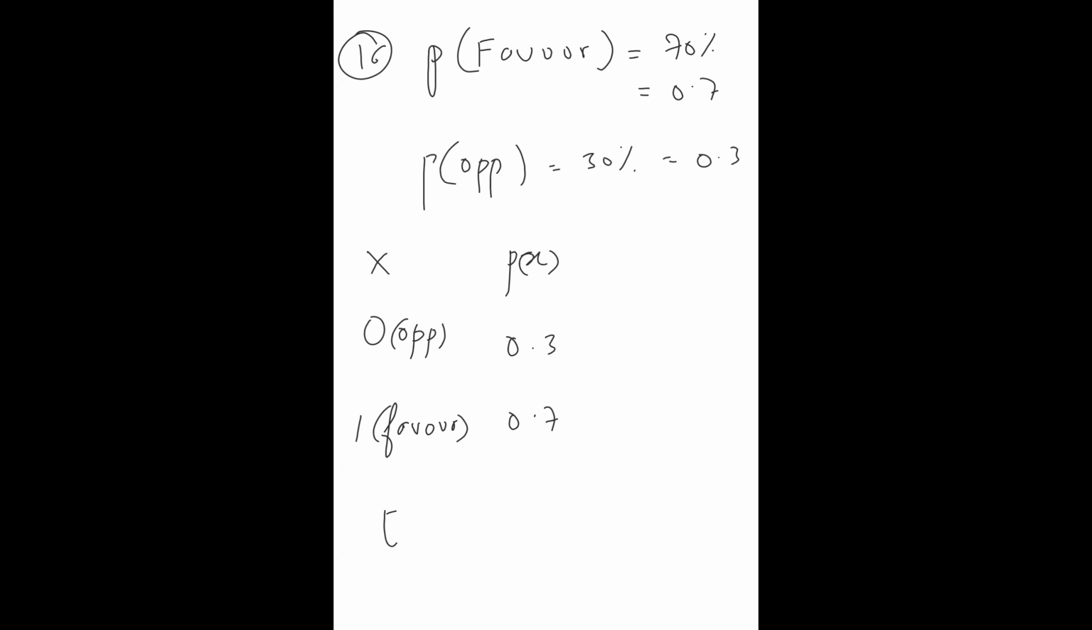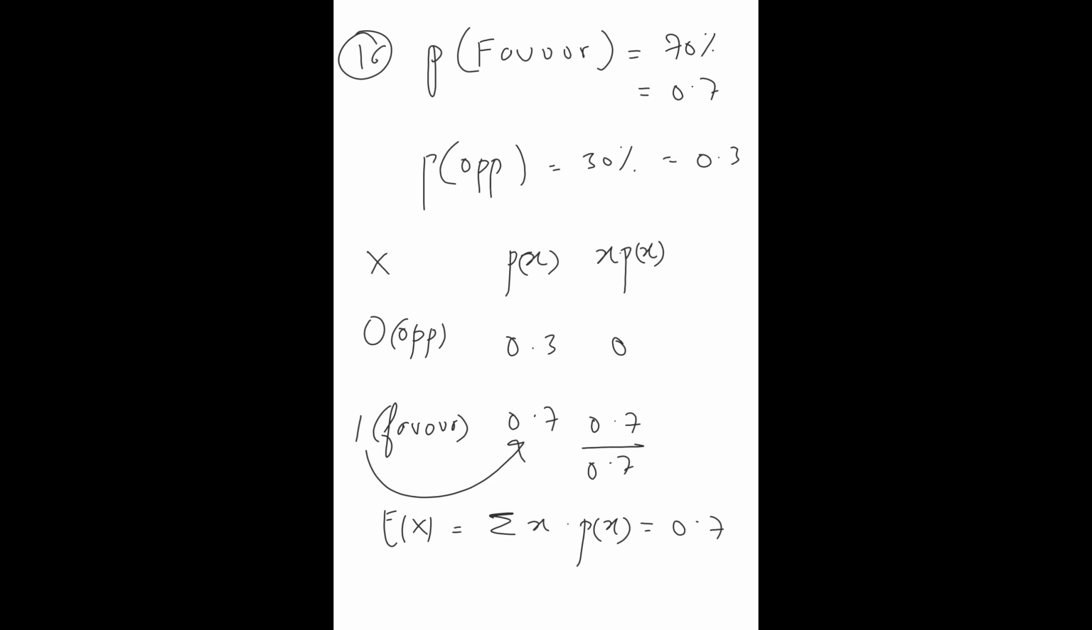They are asking for the expected value. Expected value is summation X into P of X. So X into P of X, we are just calculating 0 into 0.3, that is 0, sorry. 1 into 0.7, that is 0.7. So the total is 0.7. That is the expected value.